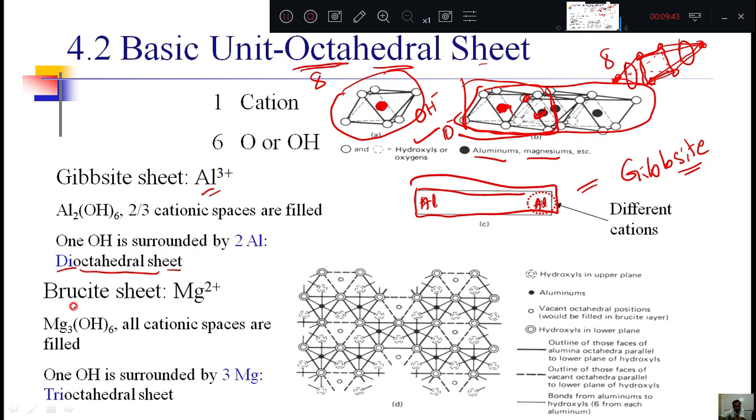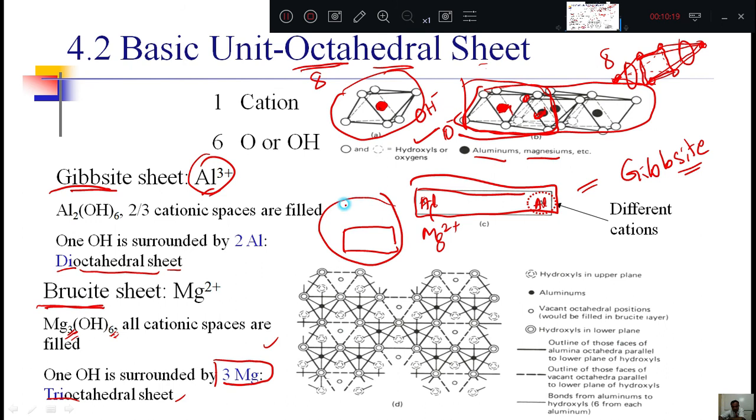Okay, next, brucite sheet. This is gibbsite. Gibbsite means inside aluminum will be there, but the same thing, if in the place of aluminum you substitute Mg2 plus, then it becomes a brucite sheet. The same formula will be there here. But one hydroxyl will be covering 3 Mg. See here, this one hydroxyl will be having 3 Mg, this one hydroxyl will be having 3 Mg. Therefore it is a trioctahedral sheet. The representation is the same. This is gibbsite or brucite, but mainly we will concentrate on gibbsite.